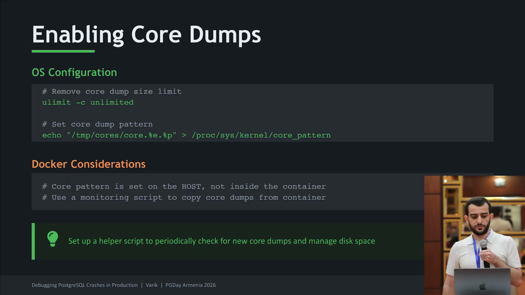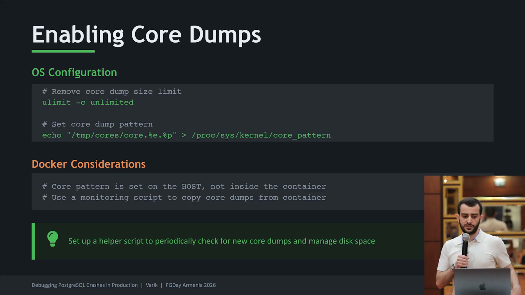To enable the core dumps, we would first remove the core dump size limit. And also it's generally useful to enable a core pattern, because without the core pattern, the core dump would just have the name of the program. But when setting a core pattern to include the timestamp and the PID of the process, we then can match from the logs the backend PID and the core dump file name. So it will be easy to know which backend crash core dump that is.